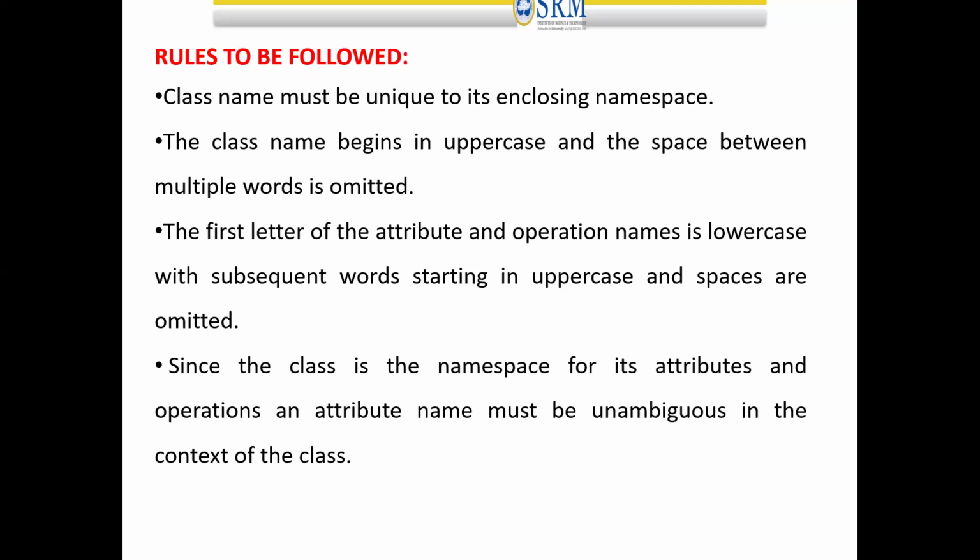So, rules to be followed while drawing the class diagram. The class name must be unique within its enclosing namespace. The class name begins in uppercase and the space between multiple words is omitted. The first letter of an attribute and operation name is lowercase, with subsequent words starting in uppercase and spaces omitted. Since the class is the namespace for its attributes and operations, the attribute name must be unambiguous in the context of the class.